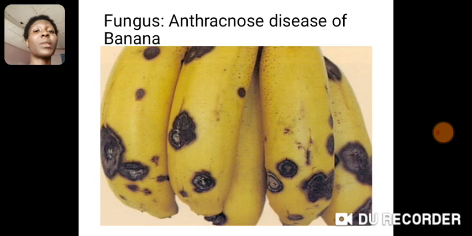So what about this one? This one is caused by a fungus species. There's a particular species of the fungus that causes this anthracnose. So anthracnose, the causal agent is a fungus, and this is what it will look like on the banana that it affects. The banana fruit, as you can see.